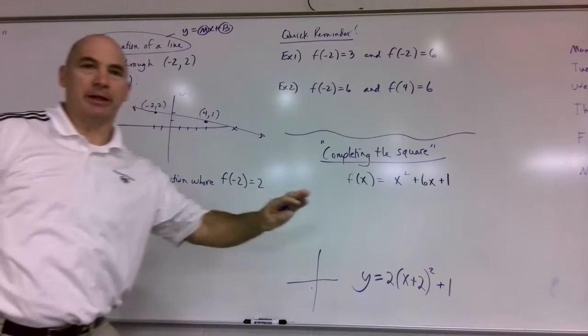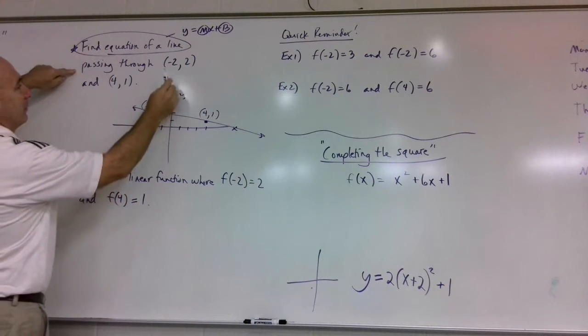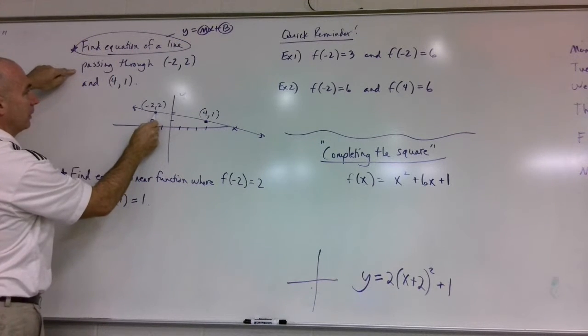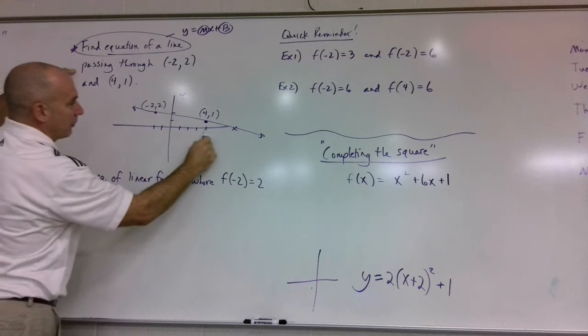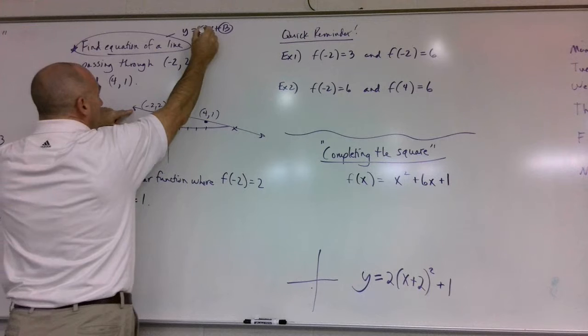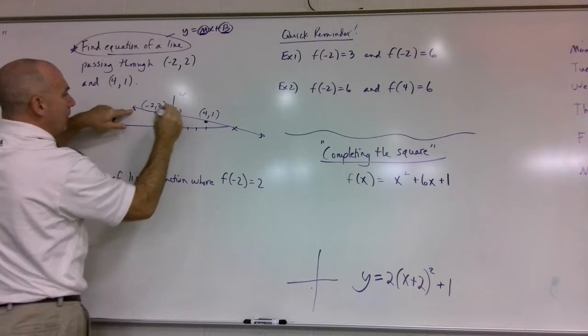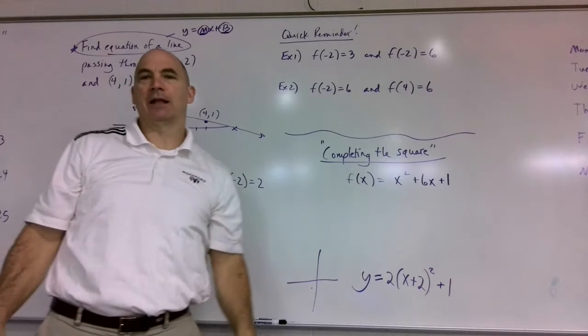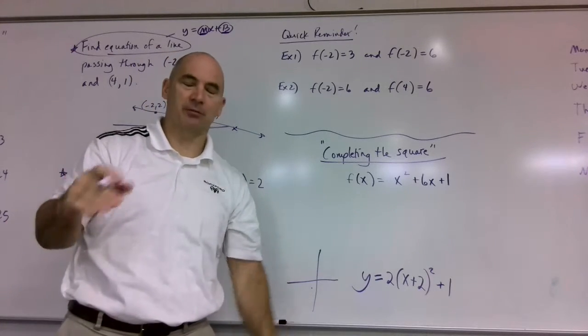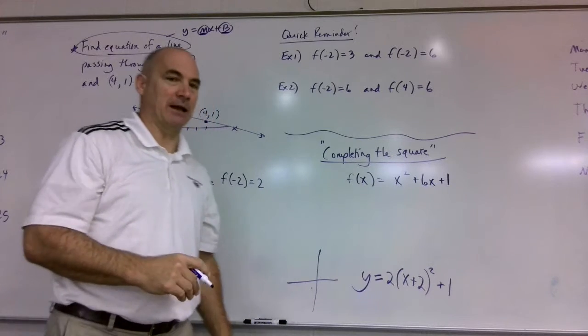Now I've worked a little bit ahead, so I wouldn't have to waste your time. But it says of a line passing through negative 2, 2, which is right here, and 4, 1, which is right here. Now as you can see, I got to find the slope and the y-intercept. Now, if I looked at this and I said, oh, I'm going to guess at what that is, that's a bad move, okay? There can be decimals, your drawing can be bad, so there's got to be a different technique.